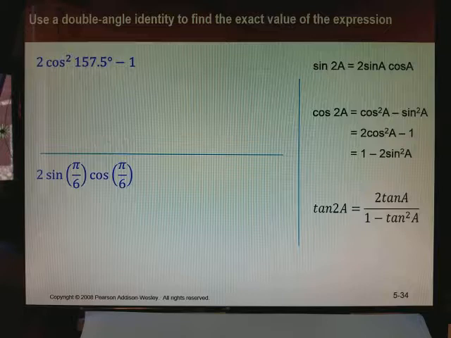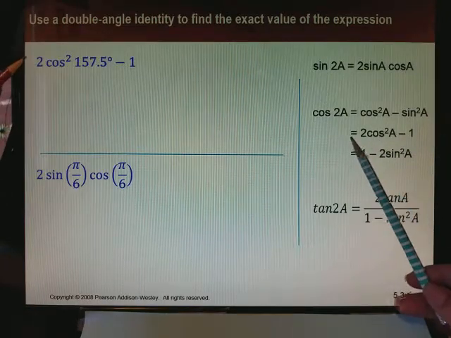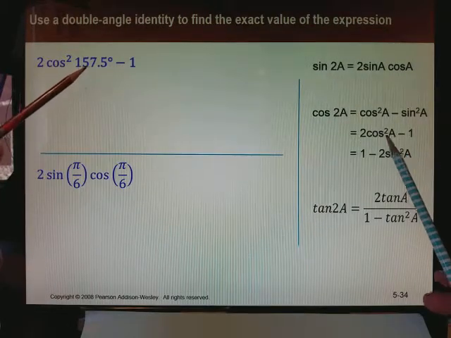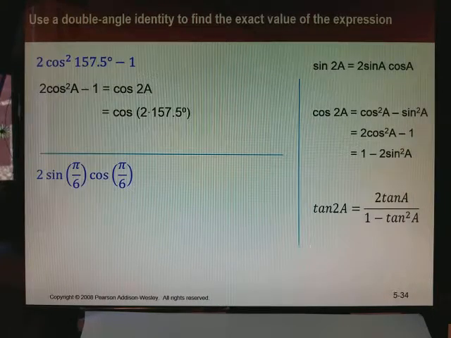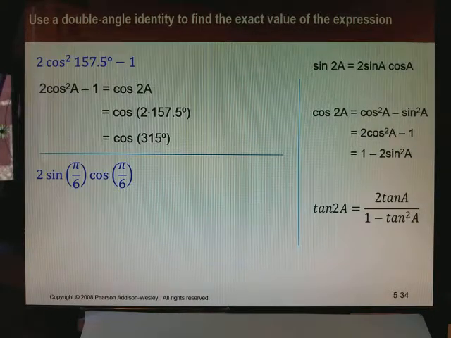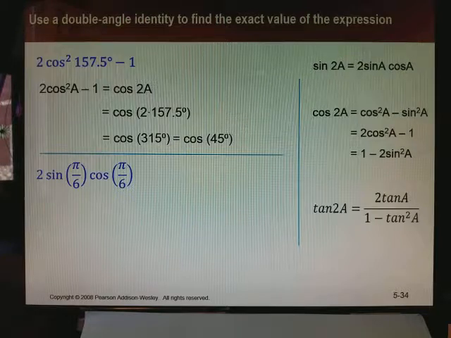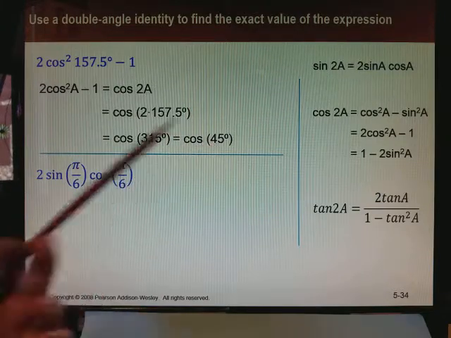I'm noticing for this first problem, it looks to me like the cosine of 2a. It looks like the second rule to me. There's the 2, there's the cosine squared of angle A, minus 1. So for angle A, I'm going to plug in right here 157.5 degrees. 2 times that would be 315 degrees. That's going to put me in quadrant 4 with a reference angle of 45 degrees. Now in quadrant 4, all students take calculus, the cosine would be positive. Therefore, that's why this is equivalent to the positive cosine of 45 degrees.